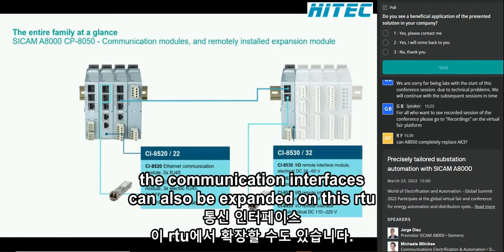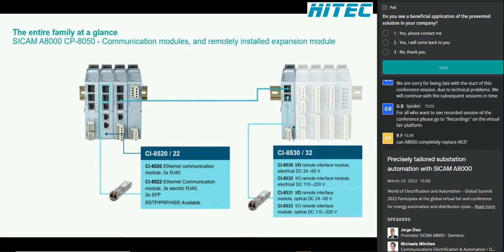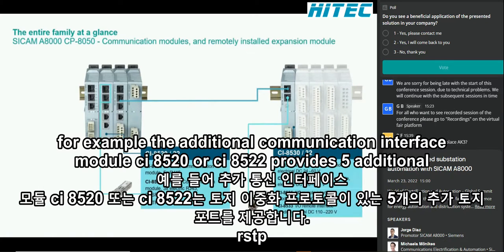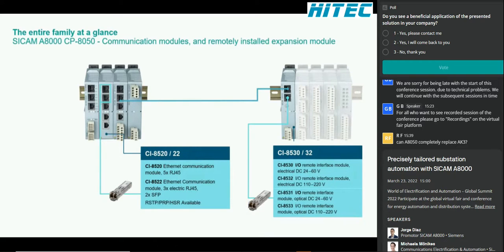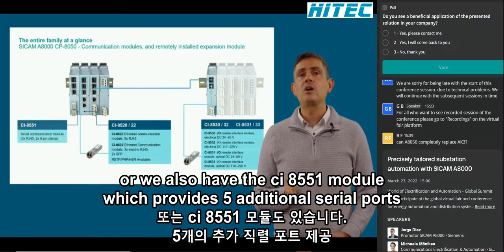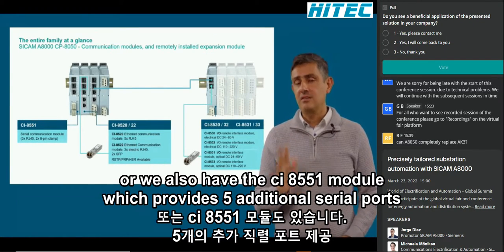The communication interfaces can also be expanded on this RTU. For example, the additional communication interface module CI8520 or CI8522 provides 5 additional LAN ports, where LAN redundancy protocols such as RSTP, PRP, or HSR can be configured. Or we also have the CI8551 module, which provides 5 additional serial ports.